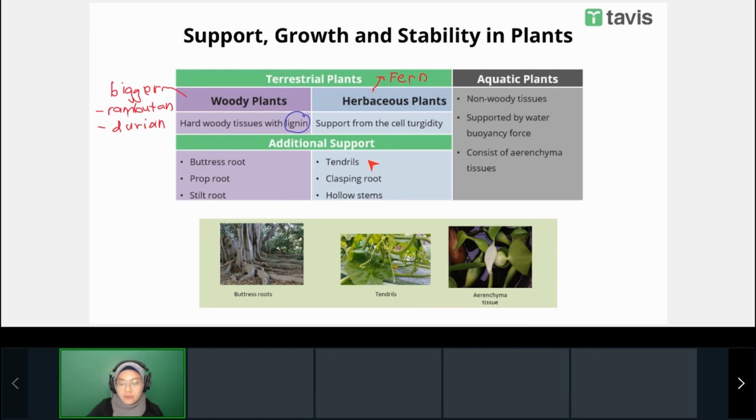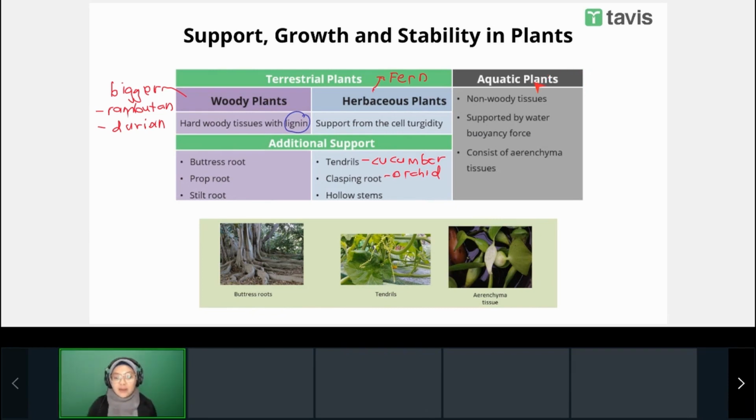Okay. How about for the herbaceous plant? Tendrils. Can you give an example for a tendril? The plant that has tendril support? Cucumber, pumpkin. Okay, how about the plant that has a clasping root? We can call it a money plant, or orchid. Orchids. Okay, the plant that has a hollow stem. That one is the additional support, yeah? Yes, watermelon also has tendrils.